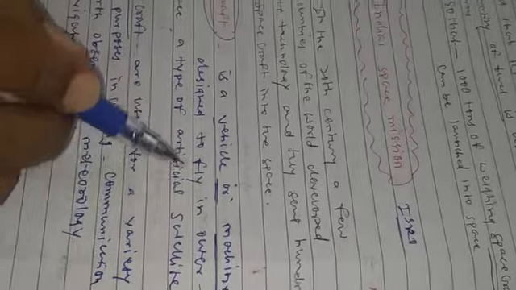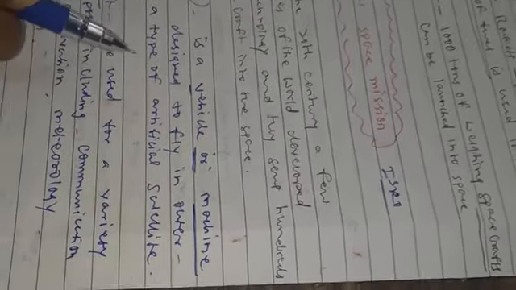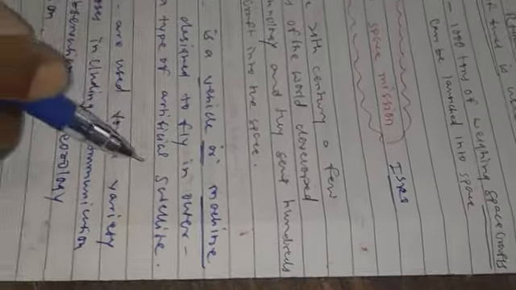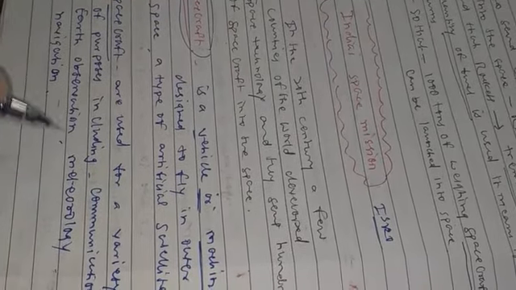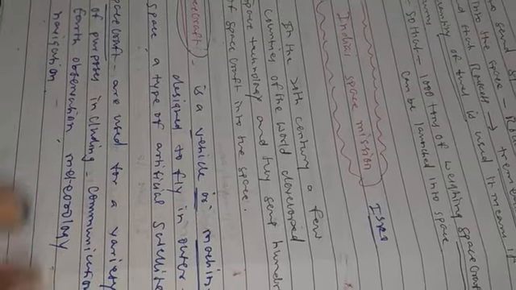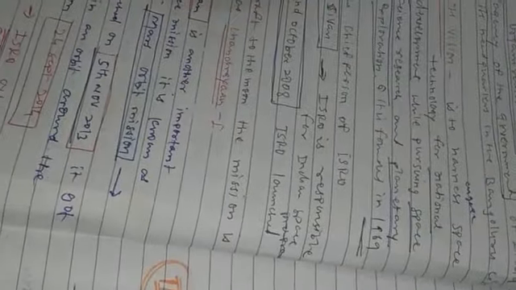First, try to understand what a spacecraft is. A spacecraft is simply a vehicle or machine designed to fly in outer space, a type of artificial satellite. Spacecraft are used for a variety of purposes. We use different spacecraft for different purposes, including communication, earth observation, meteorology, and navigation.